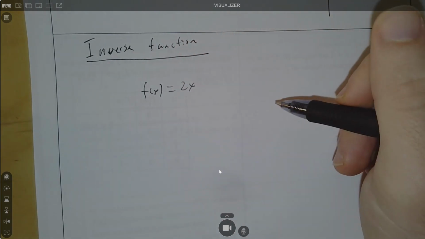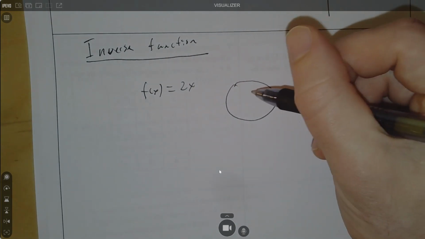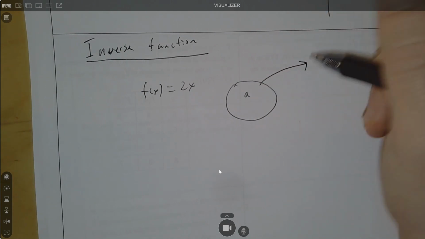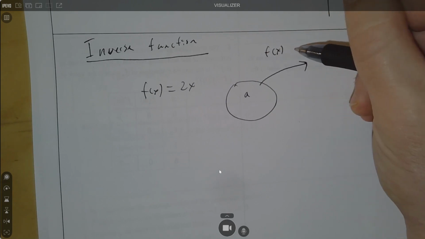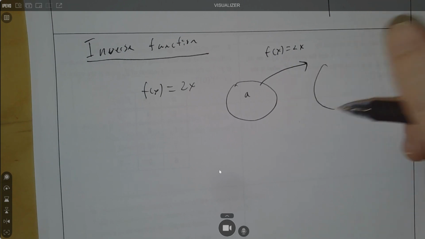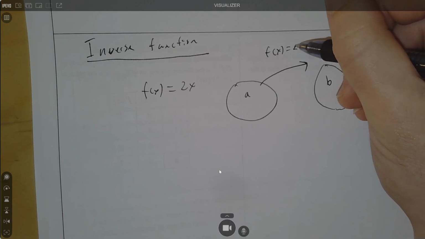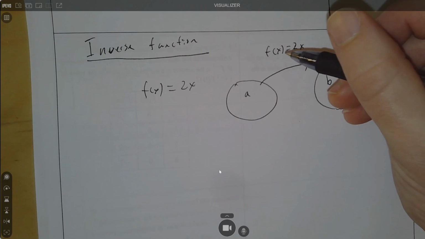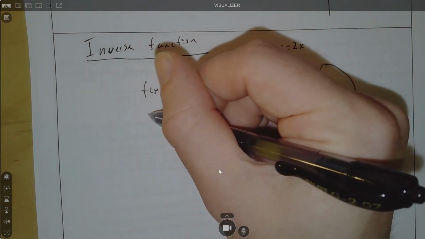Let's keep it simple. What that means is when I put in some number a, and I go through 2x, I'm going to get some number b, which is going to be 2 times whatever a was. There is an inverse function to f of x, we'll call it g of x. So let's say I have this function.